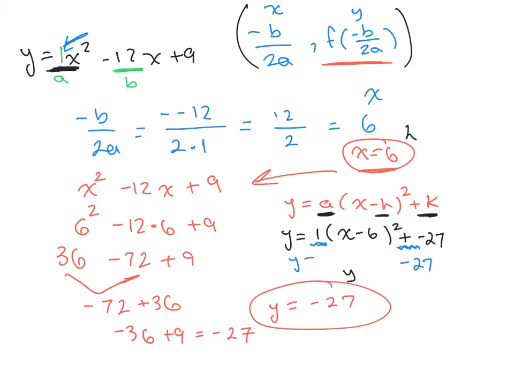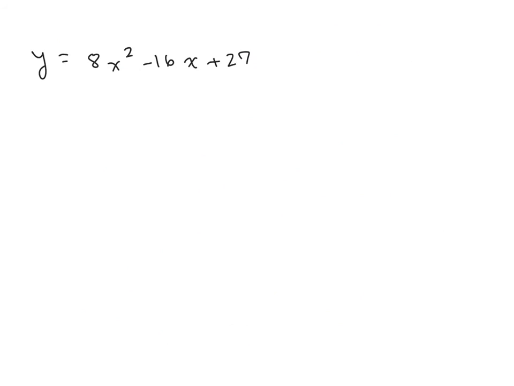Now our equation is y equals, we're going to keep that a invisible, x minus 6, quantity squared, minus 27. And we can highlight it. There's our final equation in vertex form: y equals the quantity x minus 6 squared minus 27. And now let's do one more example because this is pretty tricky.